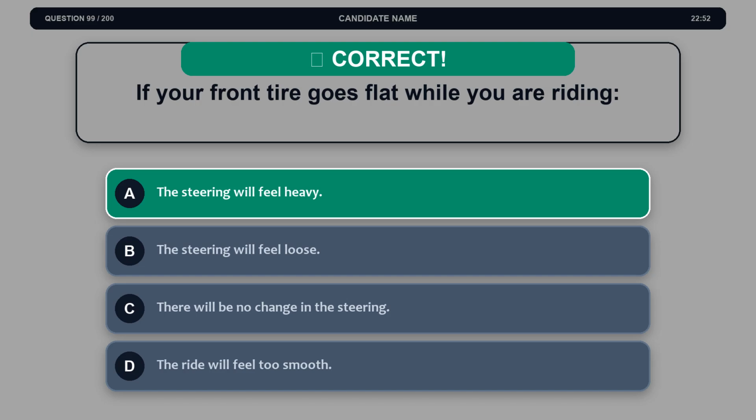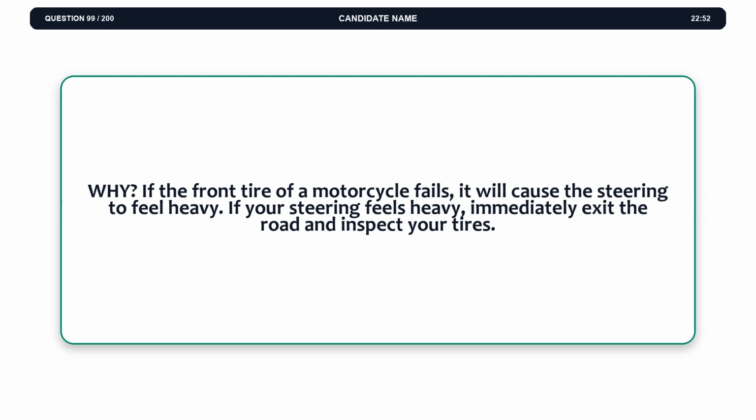The correct answer is option A. The steering will feel heavy. Explanation. If the front tire of a motorcycle fails, it will cause the steering to feel heavy. If your steering feels heavy, immediately exit the road and inspect your tires.